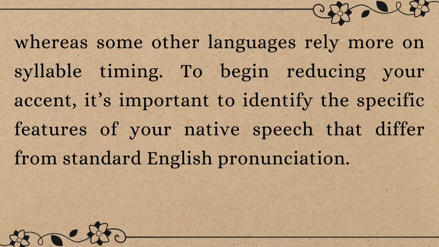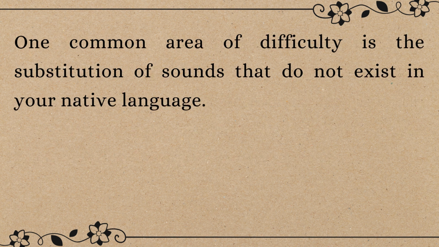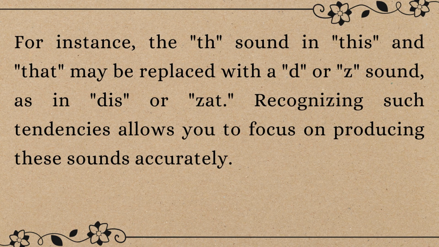To begin reducing your accent, it's important to identify the specific features of your native speech that differ from standard English pronunciation. One common area of difficulty is the substitution of sounds that do not exist in your native language. For instance, the th sound in this and that may be replaced with a D or Z sound, as in dis or zat.